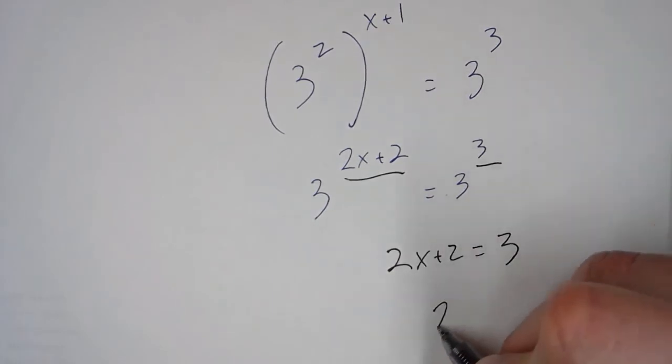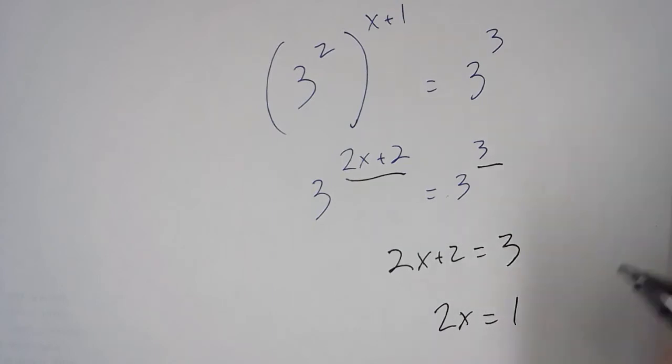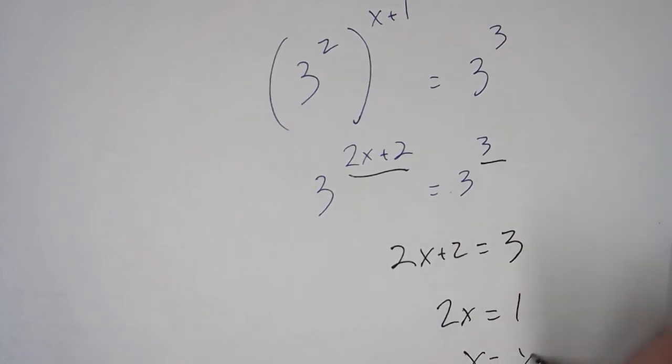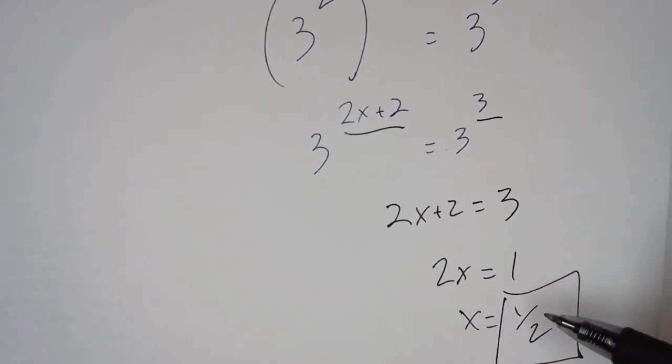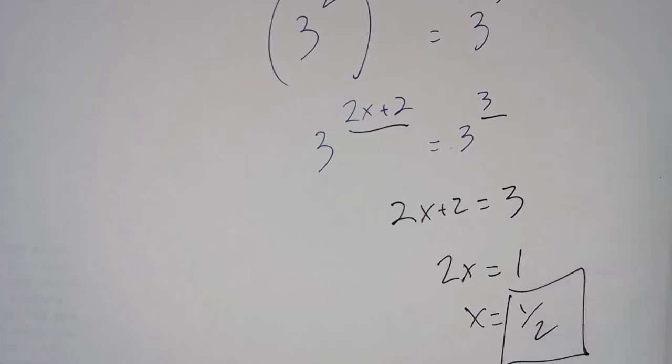So if we subtract 2, we get 2x equal to 1, and then we get x equal to 1/2. And there is the solution, which is a fraction reduced to lowest terms. So there's our answer, and we're done.